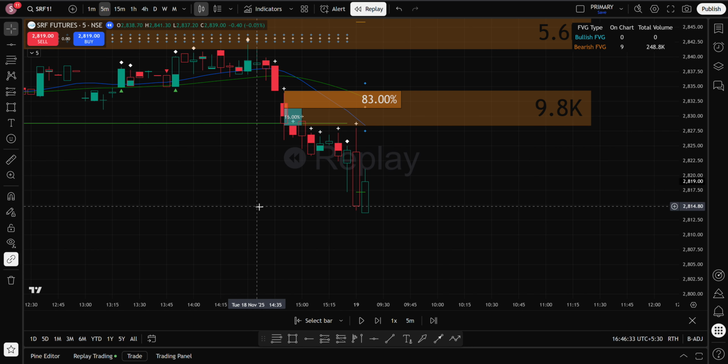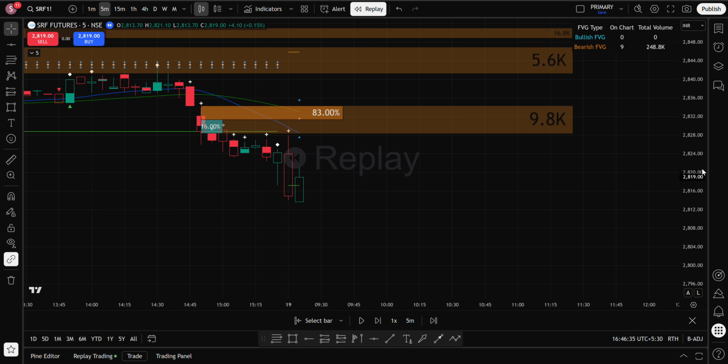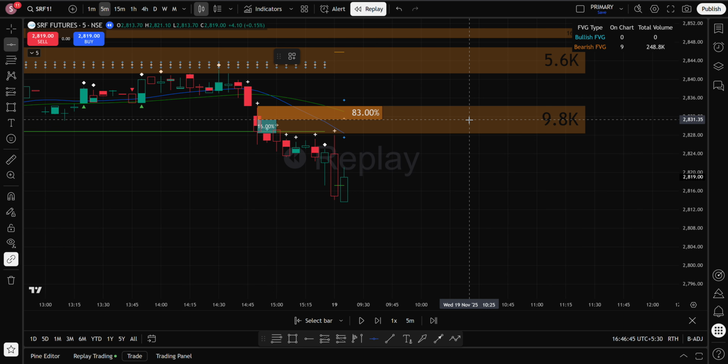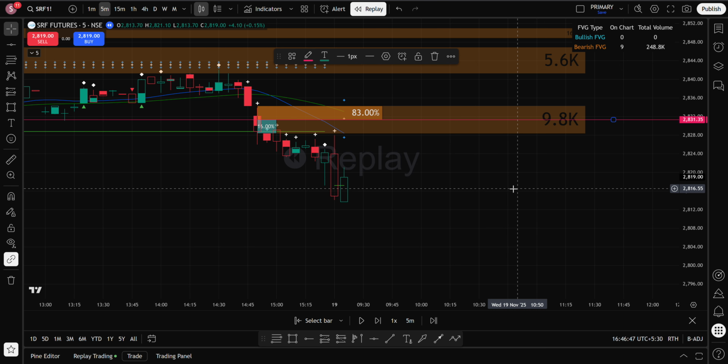Okay, so now if you see here, the next day started. Okay, so now 5.6 to 9.6k. So I look for this center line of the red box. If it is reaching and if I am convinced with the price, at that time I will take a short. Okay, so let us play further.